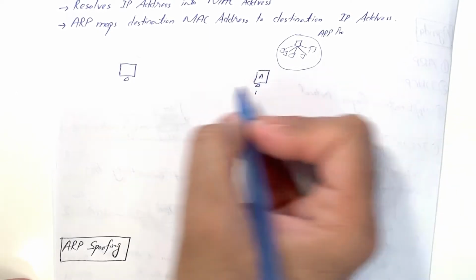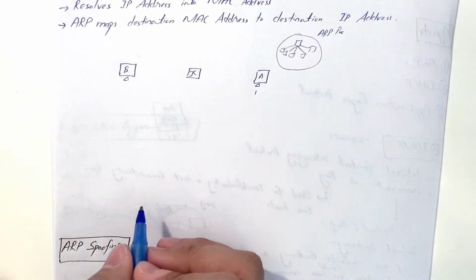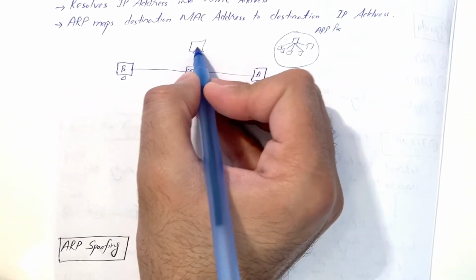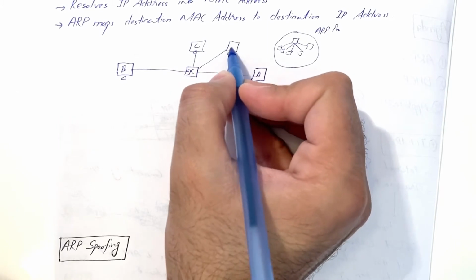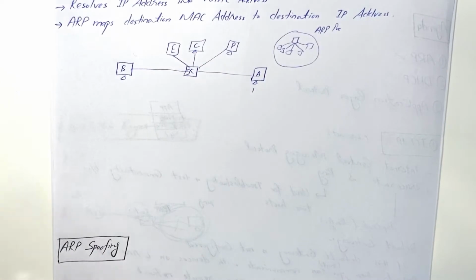This is, let's say, computer A, that's computer B. And we have many other devices connected in a local area network, Ethernet based local area network. For example, we have computer A, then computer C, we might have computer D here, we might have computer E. There are plenty of devices here.